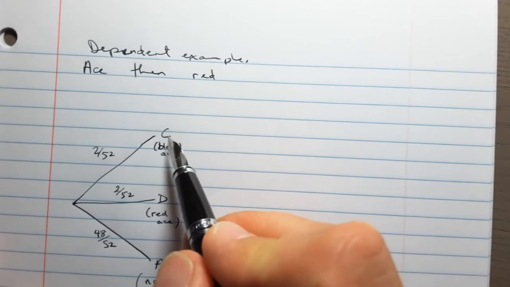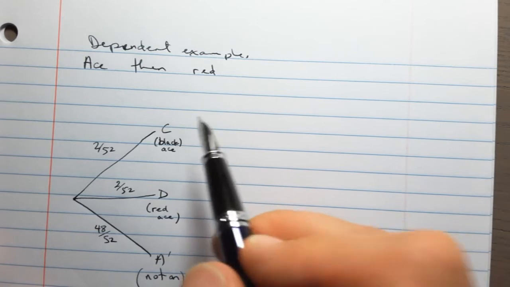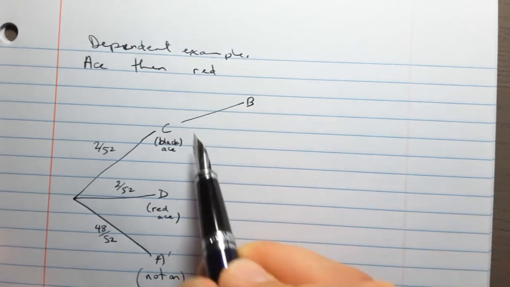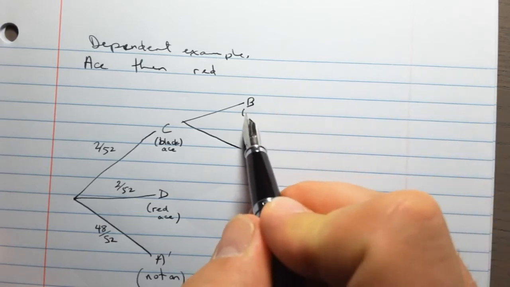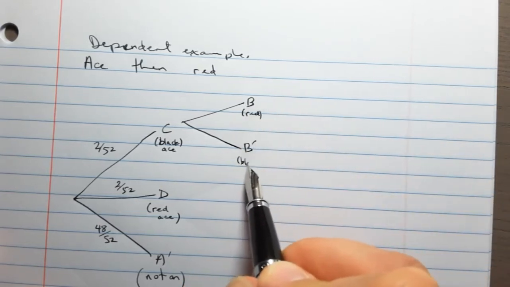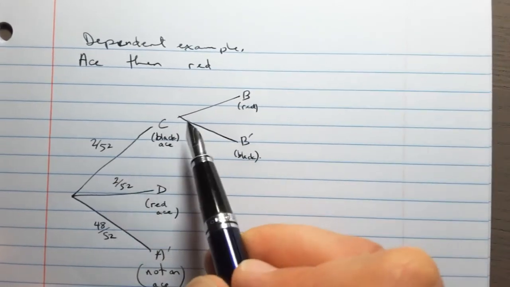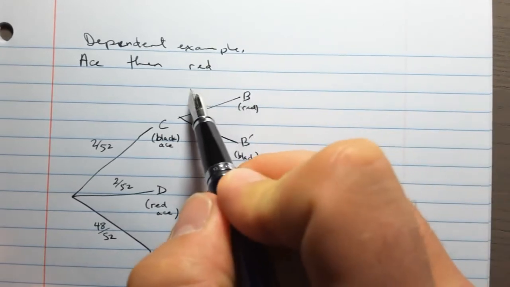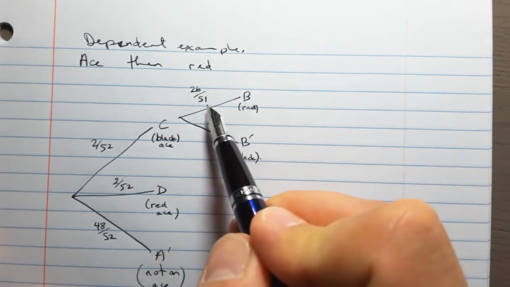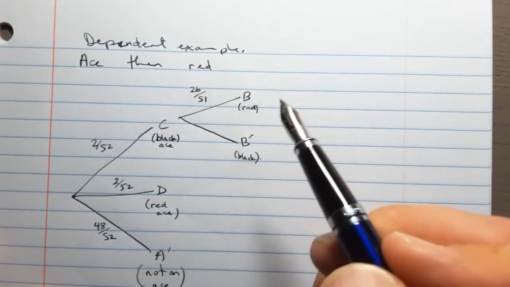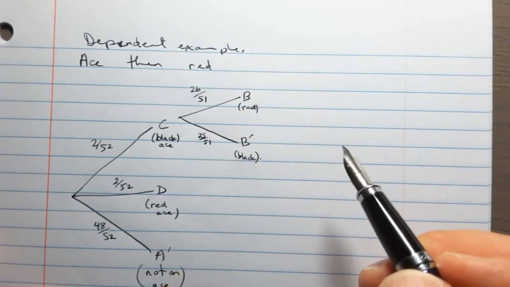Now if we follow the black ace first branch, then we can draw a red card or a black card. Those are the choices. The red card is called event B, and the black card would be B prime or not B. So this is a red card, and this would be a black card. Now, because we drew a black ace to begin with along this pathway, the probability of drawing a red card is 26 out of 51 now. That number goes down by 1 because there's one fewer card in the deck. 26 of them are still red though. This number down here is only 25 out of 51 because a black card is now missing.